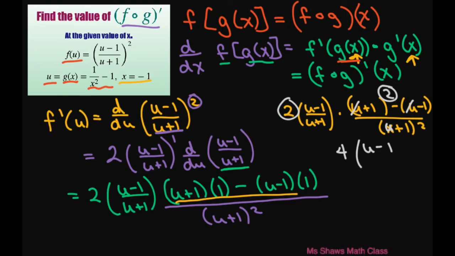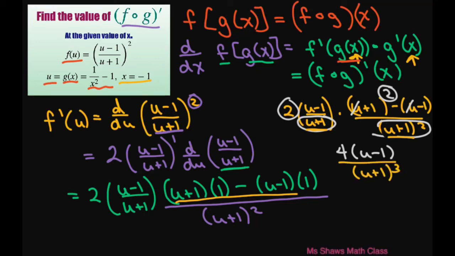Let me write this here. U minus 1, that's the numerator. But for the denominator, we can multiply these two. Since they're the same base, this is just going to be divided by u plus 1 cubed. So this is your f prime of u.